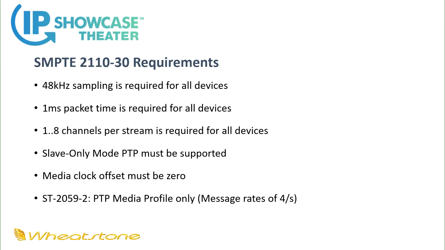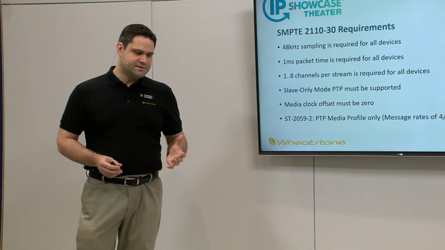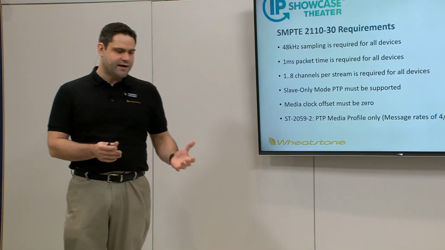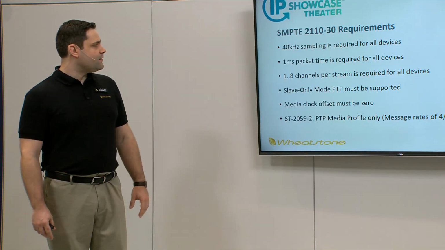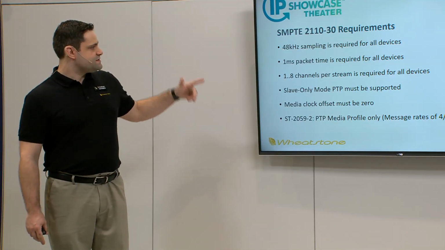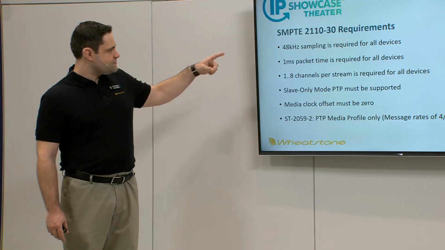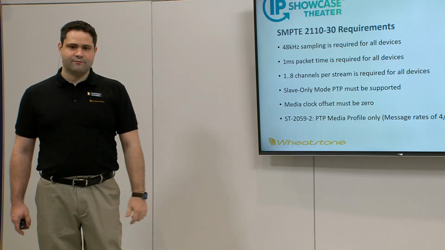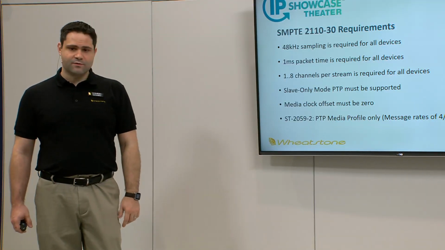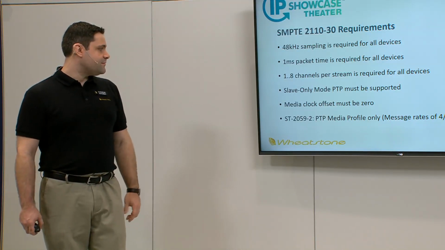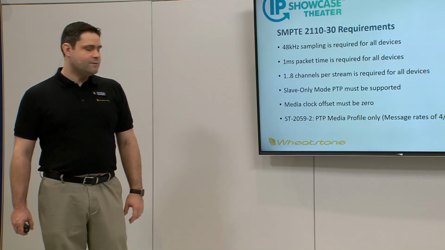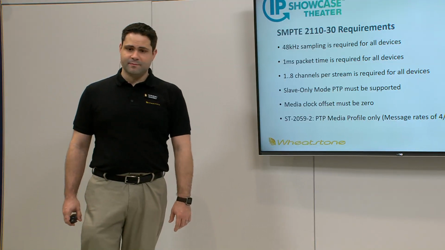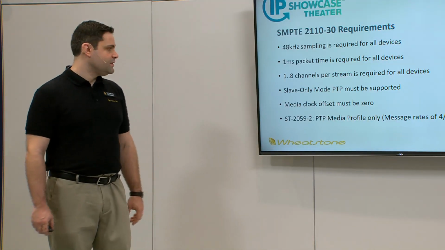What are the requirements of 2110-30 specifically? So 2110-30 is using AES67, but it has some special restrictions. It requires 48 kilohertz sampling for all devices. It requires a 1 millisecond packet time. Between one and 8 channels per stream needs to be supported.